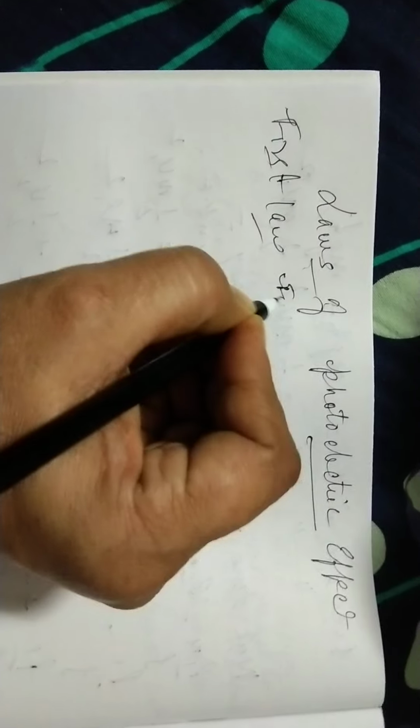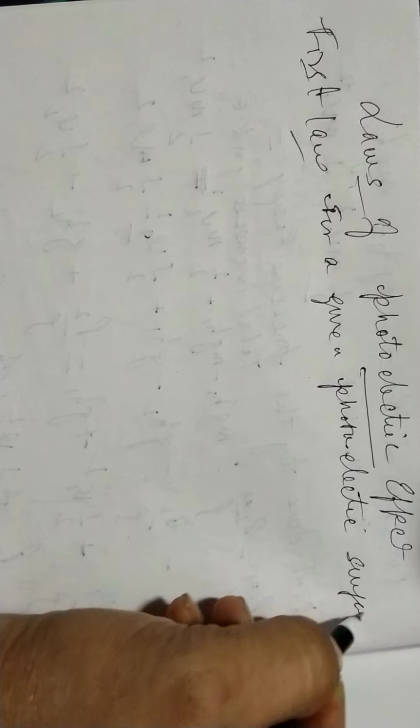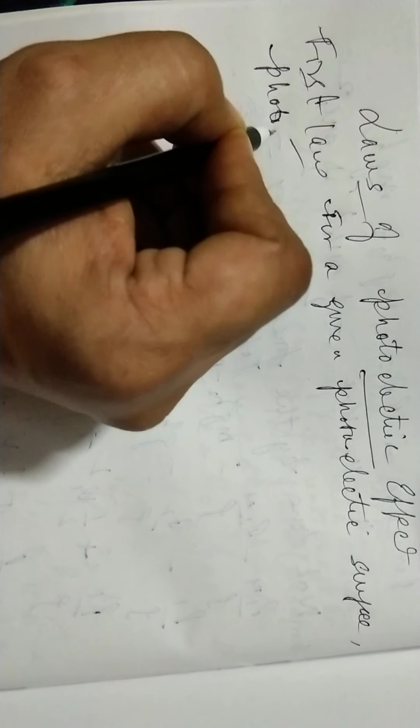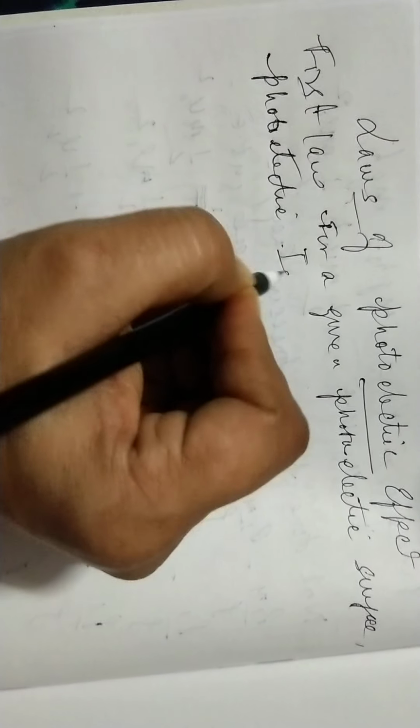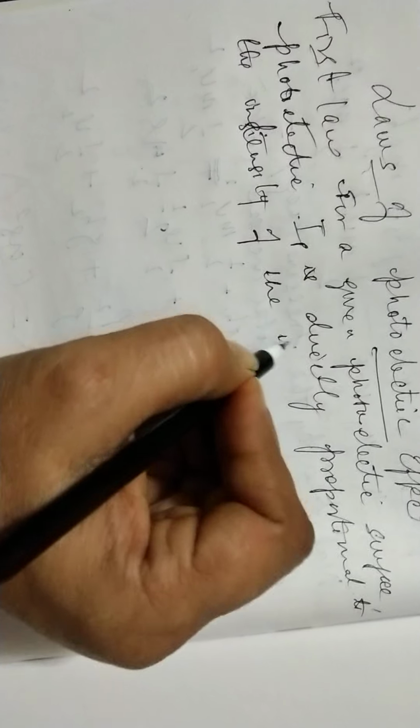Okay, now the first law says that for a given photoelectric surface, the photoelectric current I suffix p is directly proportional to the intensity of the incident light, and is independent of frequency.